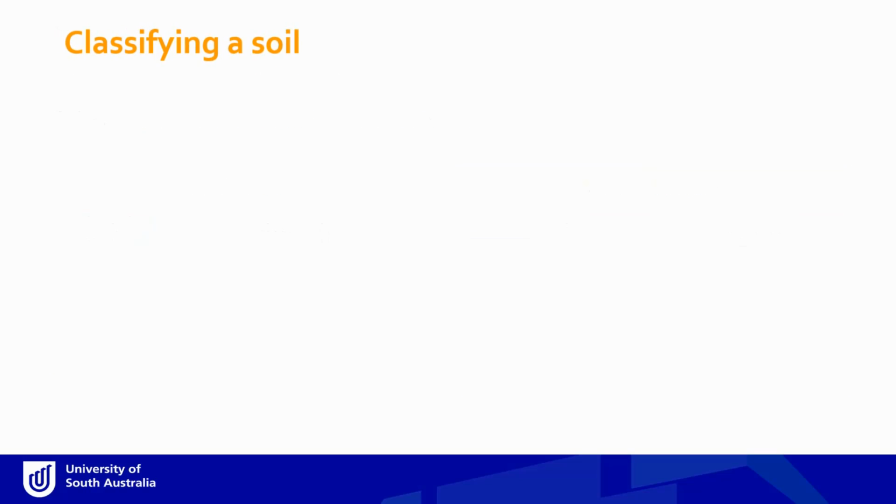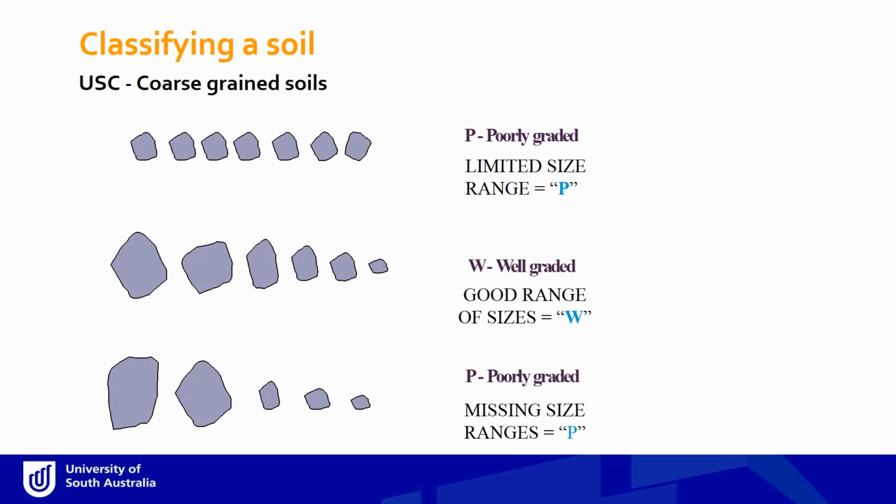Now let's have a closer look at the coarse grained soil, why we call some soil P or why we call some soil W, that is well or poorly graded. If we look at the first row of particles, we can see all the particles are basically the same size. That means if we try to compact them, they won't be able to form a very compact mass. And you can refer to video 1 where we discussed an issue similar to this.